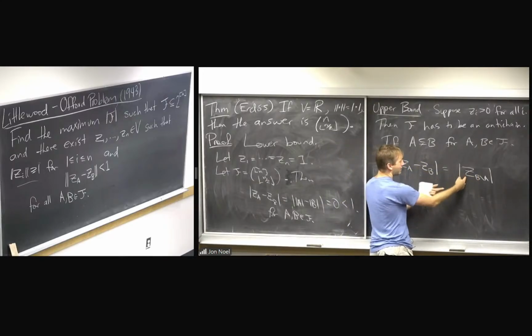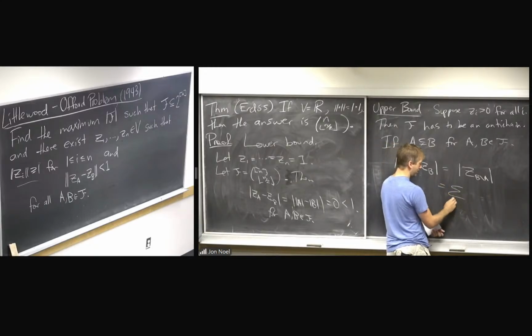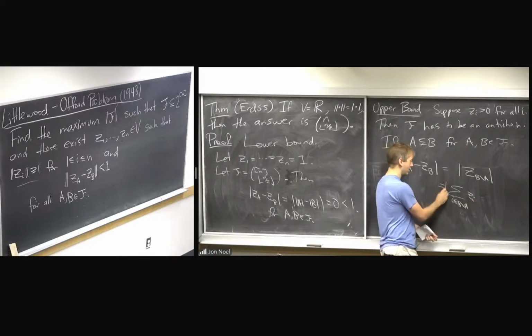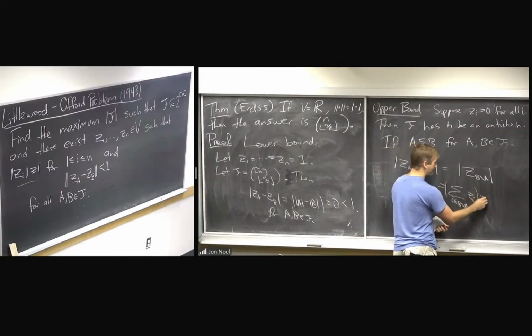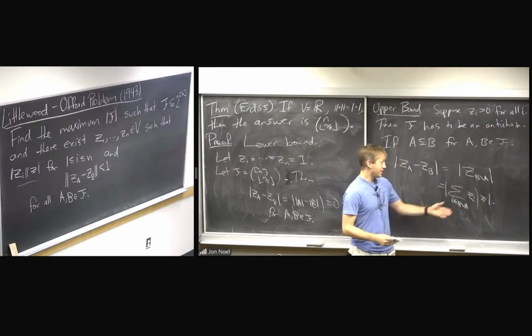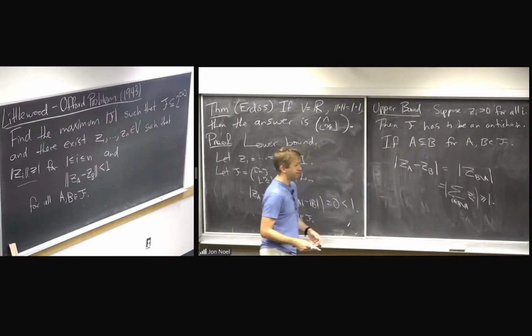So this is the sum over i in B minus A of Z_i. But all of these are positive numbers of length at least 1. So this is going to have length at least 1, right? I'm just adding a bunch of positives. They can't cancel, right?